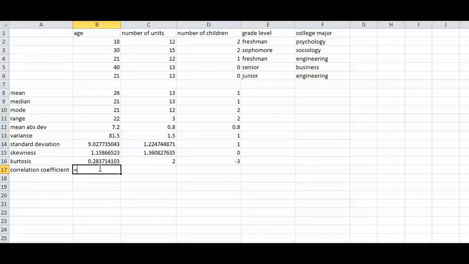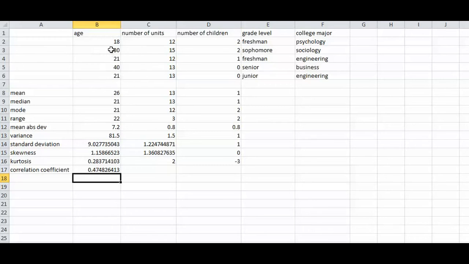To get the correlation coefficient, we type in equals CORREL, we put a parenthesis, and it says array 1 and array 2. We can highlight age for array 1, then we need to put a comma, then we can highlight number of units for array 2, and then close the parenthesis and press enter. It gives us a correlation coefficient of positive 0.47, and that's a positive number, which means that in this data set we have a positive correlation between these 2 variables.